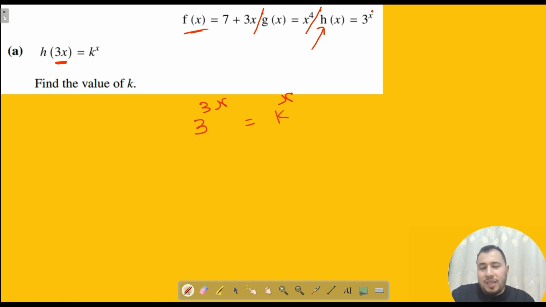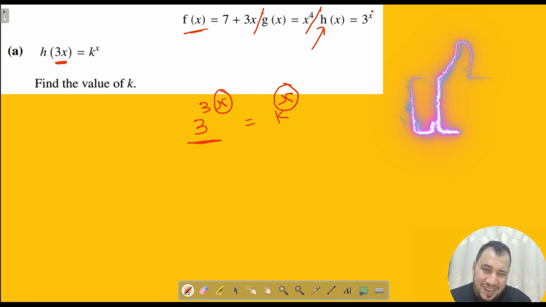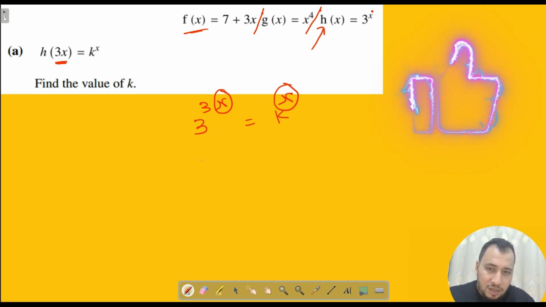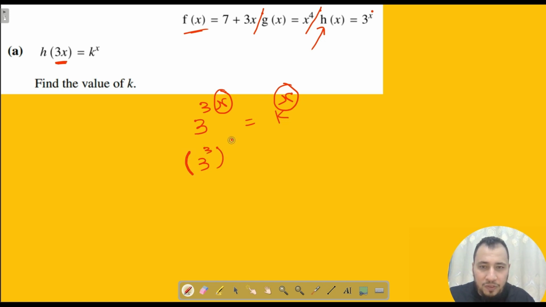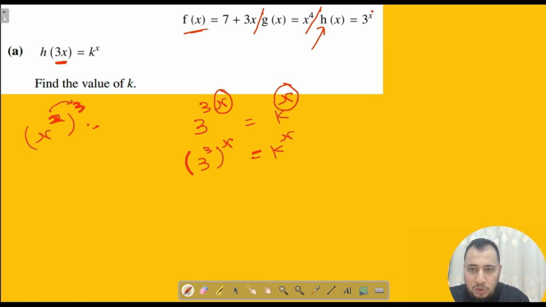In this question, you have to be a little bit smart by noticing that this is x here and this is also x. So we have to manipulate the left hand side here a little bit. How? I can simply write 3 power of 3 all to the power of x equals k power of x. But Mr., how did he do that? From the properties of powers, okay? If you have, for example, x power of 2 all to the power of 3, you are multiplying the interior and exterior power, so it's going to be x power of 6.